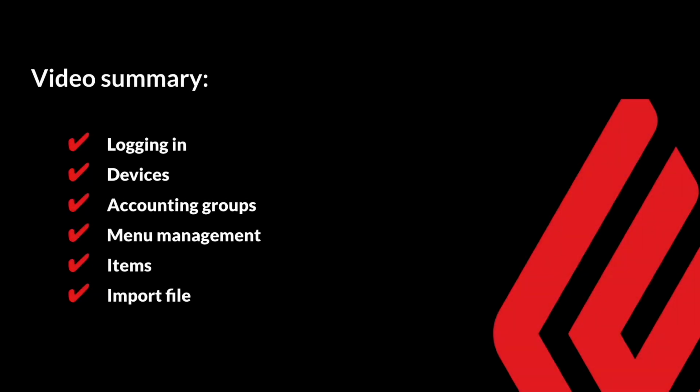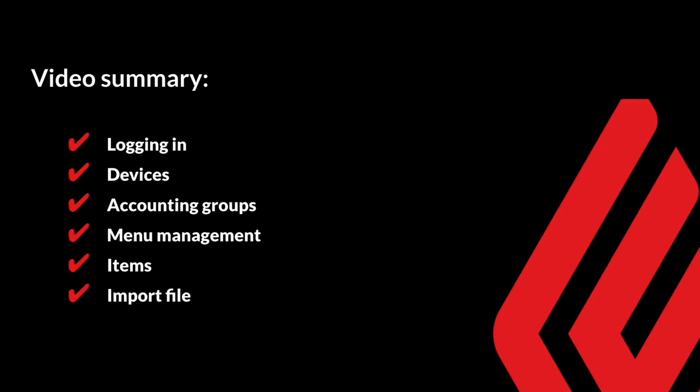Here are the different chapters that we will deal with today. First, we will see how to log into your back office. Then we will see how to connect your iPad to your back office. Then we will see how to add and manage your accounting groups, the different ways to create items, how to configure your menu. Then we will set up production instructions, and finally, I will explain how to fill in your import file. You can navigate through the chapters using the description in the video or by scrolling down the progress bar below the video.